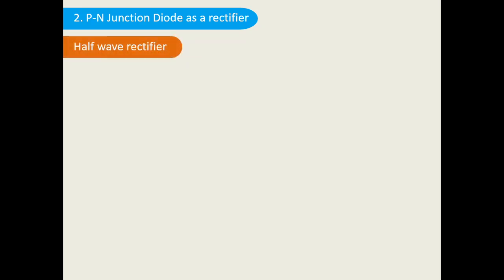Remember that in a half wave rectifier there will be only one diode, while in the case of a full wave rectifier there will be two diodes. If I draw the electronic symbol of a PN junction diode, it is like this. This side is the positive terminal and this side is the negative terminal.